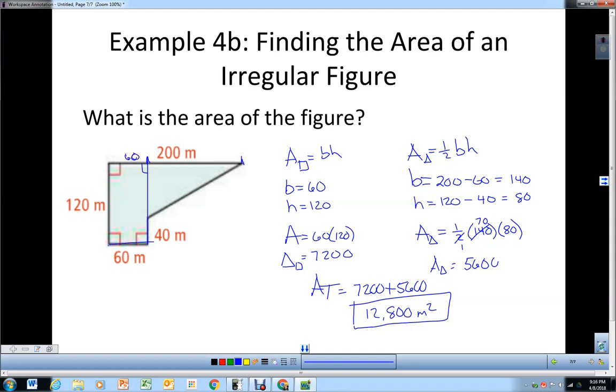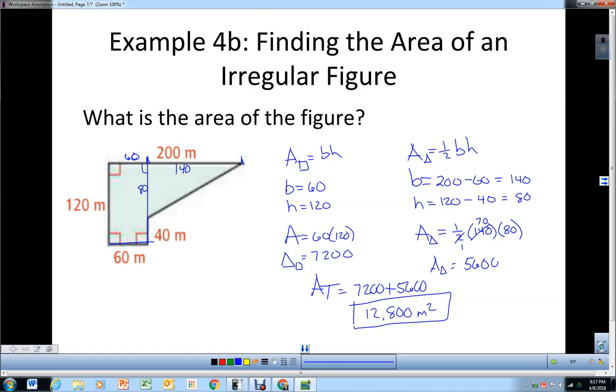So we have to take that off, and that gives us 140. So the new measurement here is going to be 140. Now the height is not the full side here of 120. It is going to be 40 less than that. So we take 120 minus 40. This gives us a height of 80.